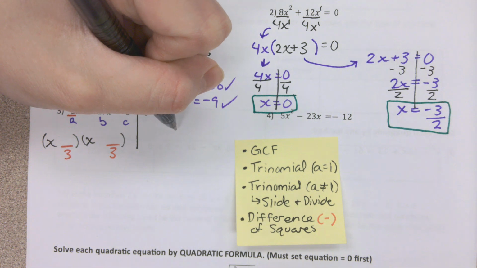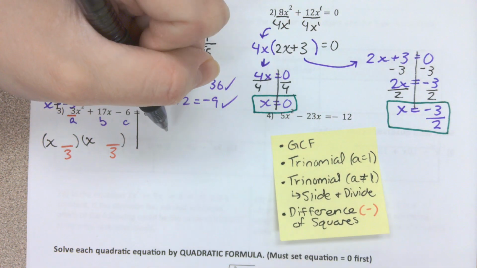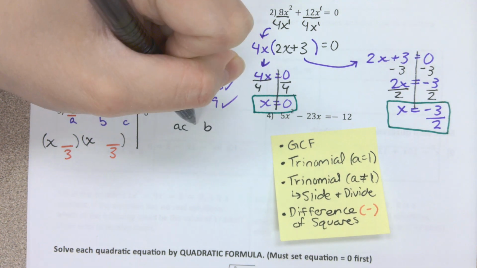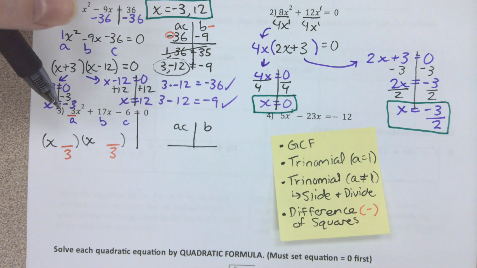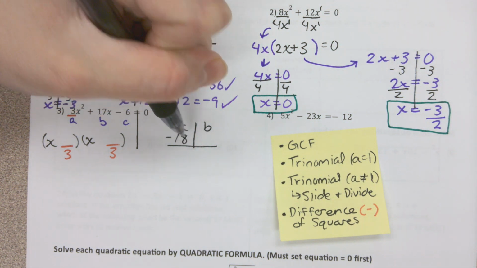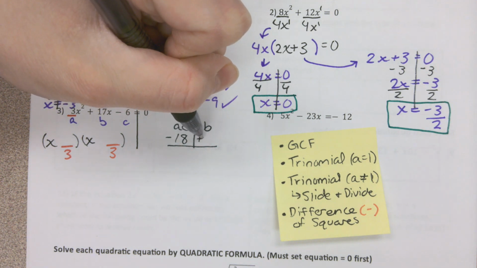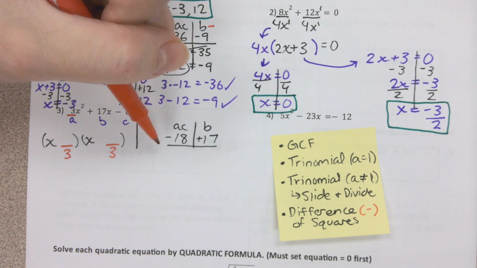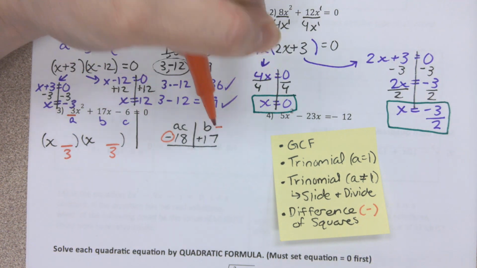Now I will set up my ACB chart and solve for x. So we have A is 3, 3 times negative 6, that's negative 18, and B is positive 17. So notice, again, we have a negative here, so we're actually subtracting over here.